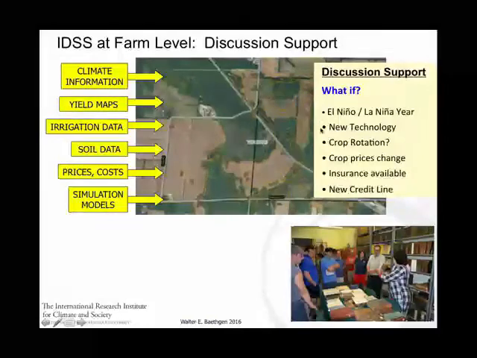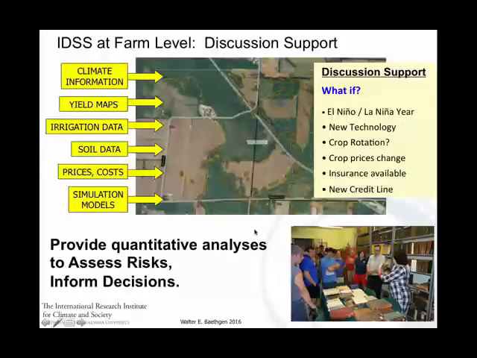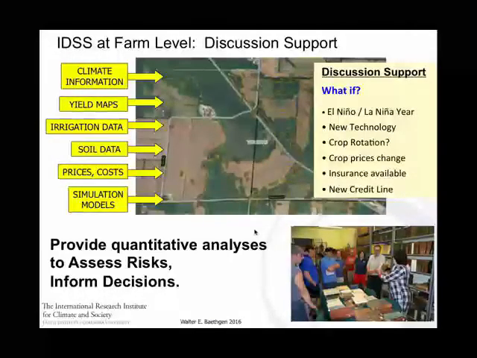What happens if I change the technology, if I change the crop, if I change the irrigation method? What happens if I start crop rotations? What happens if the crop prices change? What happens if I introduce insurance? What happens if there is a new credit line? The nice thing of this type of tools is that it provides quantitative analysis to assess risks and inform decisions.